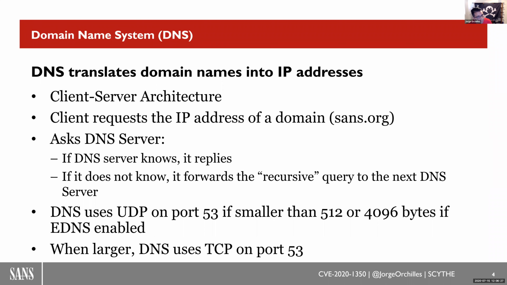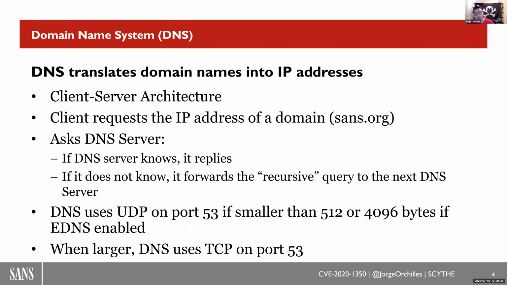DNS does use UDP by default on port 53. Generally, if it's smaller than 512 bytes. If you're using eDNS, then it goes up to 4,096 bytes. If anything's larger than that, then it goes over to TCP, which is also going to be important for this conversation. So this is very basic stuff.